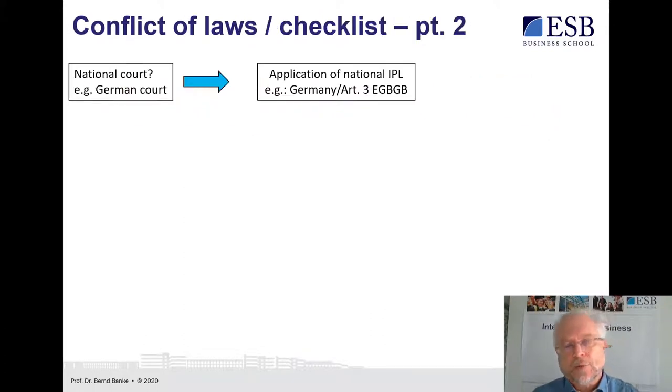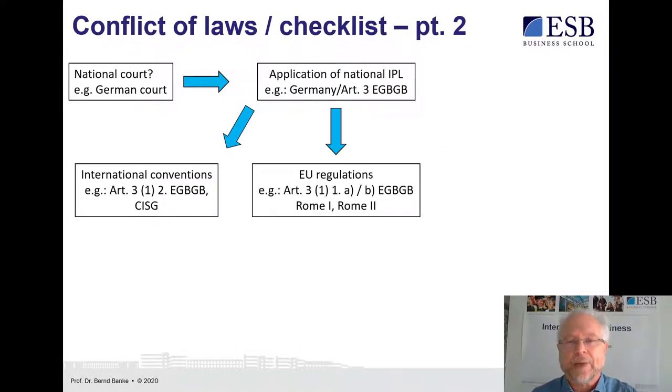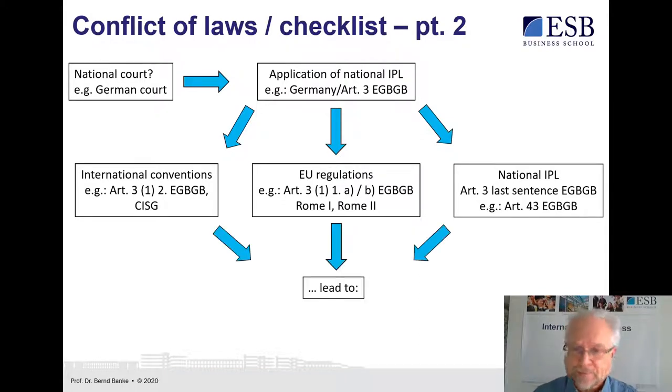So moving on in our checklist, the checklist the German court and the German judge would basically apply. The next question would be, I do ask Article 3, and Article 3 then gives the German court and the judges possibilities which laws they could actually apply. We have international conventions, we have EU regulations, especially one there for the business law part, it's Rome 1 and 2. And we still have some leftovers of the conflict of laws systems in the German law system.